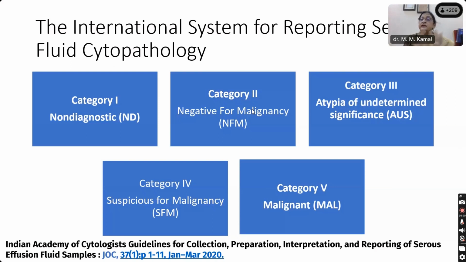Shakti, why do we do this? Become stable. Why are you so uncomfortable? Become stable. Why do you need a reporting system at all for fluids? Ma'am, for satisfactory, non-diagnostic, negative for malignancy, suspicious, these are the categories. But basically, why do you require any reporting system?